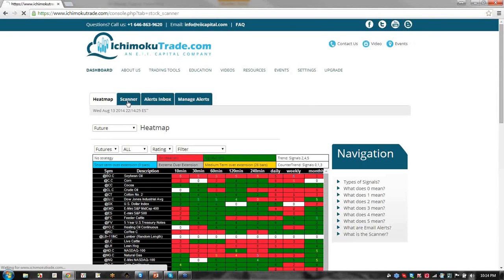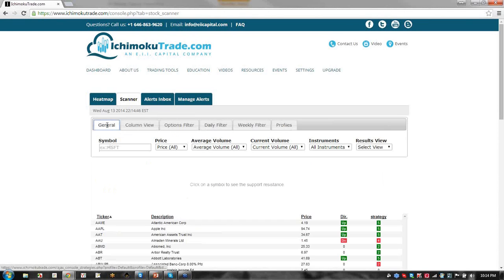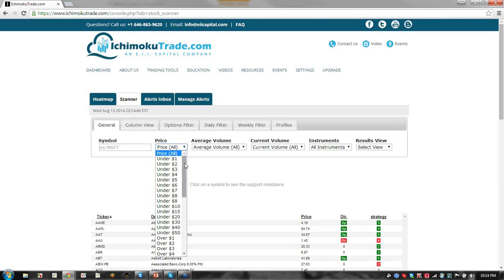Okay, so now let's go back to the scanner. Before I go to the profiles, I want to go to the general tab. Here, if you'd like to search for a particular symbol, you can put that symbol in here. Price, if you want to filter based on price, click on this, and this will allow you to choose the different price options.